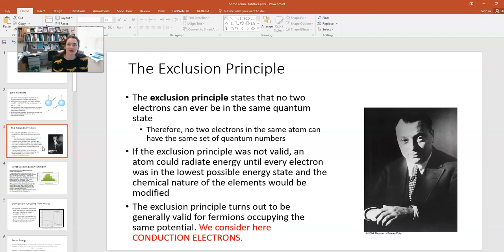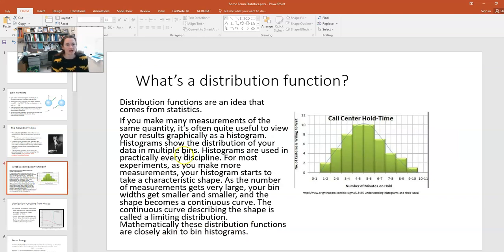Now, in this case, I'm not focusing on what's going on with electrons within an atom. I'm going to talk today about the free electron sea, or the free electron gas, that's present for conduction electrons in a metal lattice. Okay, so to talk about this, I'm going to have to talk about the Fermi-Dirac distribution function. And so I thought it might be worthwhile to remind you of what a distribution function is before I do anything else. Distribution functions are an idea that comes from statistics.